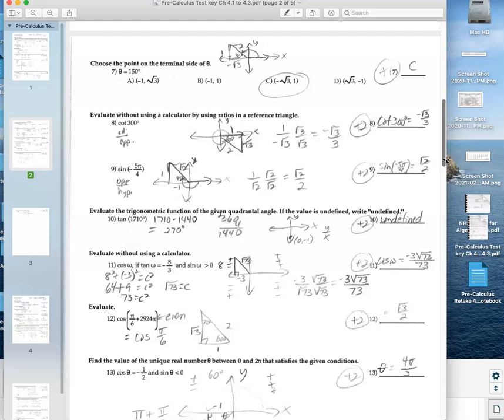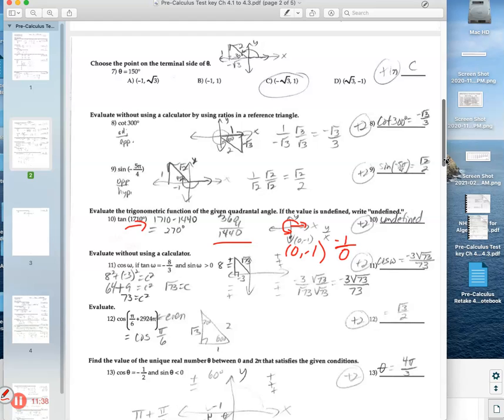If the value is undefined, write undefined. So this one, yeah, it was non-calculator. You had to do a little math, and you can see here I wrote out what's 360 times 4, and it's 1440. So then you do the subtraction of 1,710 minus 1,440, and you get 270 degrees. So 270 degrees, you can make the quick drawing and realize that's down here at 0, -1. And we're supposed to find tangent, and tangent in coordinate geometry is y over x. So that would give us -1 over 0, but we can't divide by 0, so that's undefined.